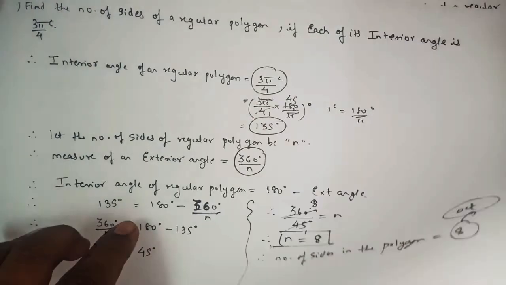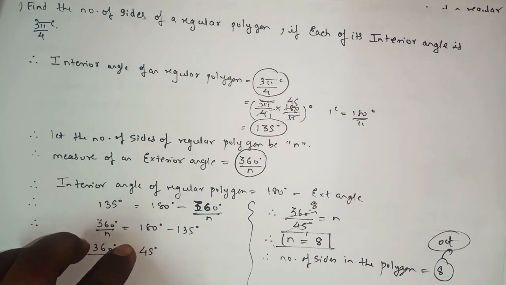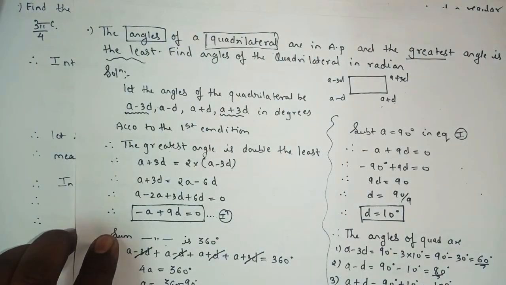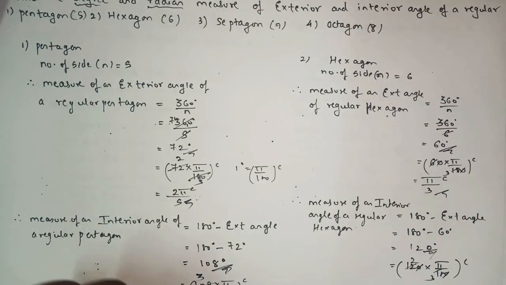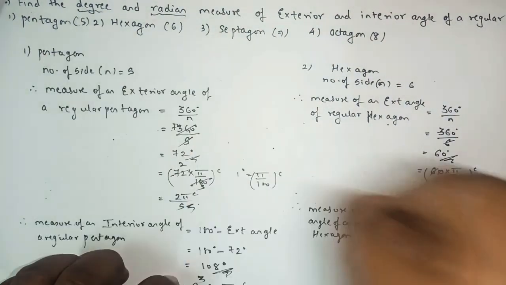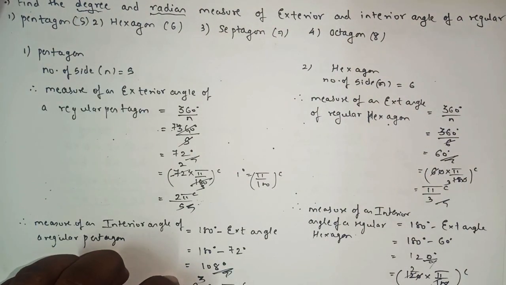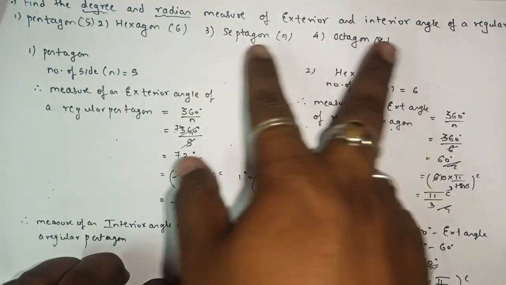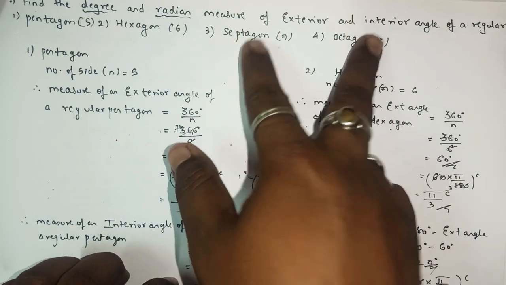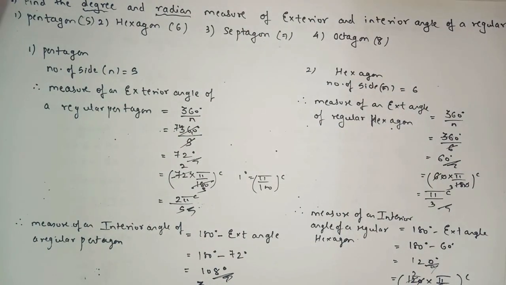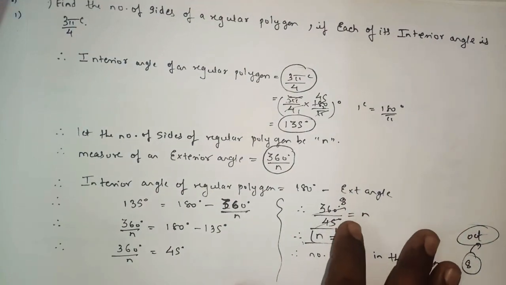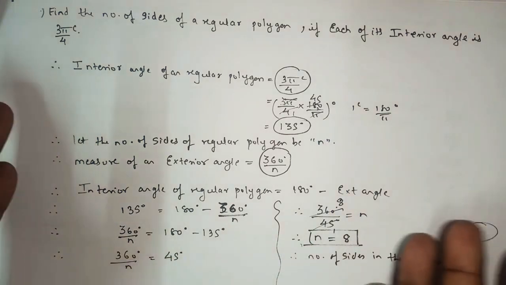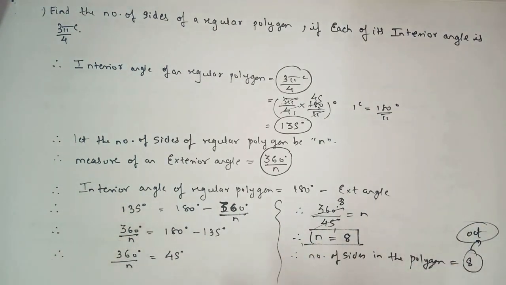Now in this video lecture we saw three sums. One sum based on when the angles of the quadrilateral are in AP. One sum based on how to find the exterior and interior angle of any regular polygon, when we have a pentagon or hexagon. As I told, these two sums you have to try by yourself. And we saw one sum which is there in the miscellaneous, in which we saw how to find the number of sides.